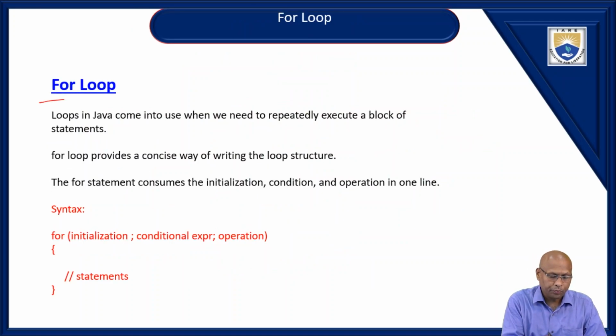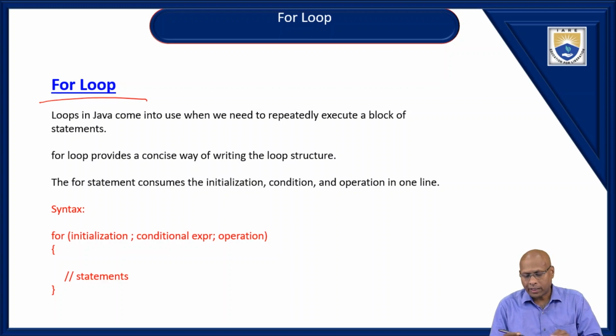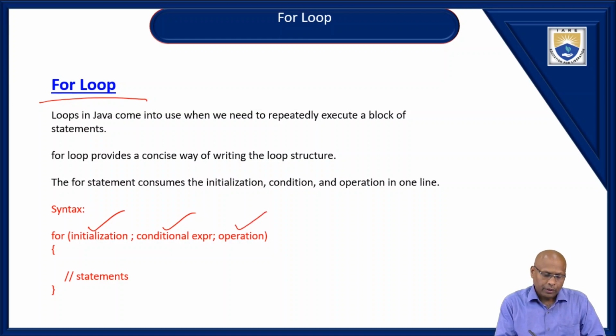First we'll see the for loop. The for loop is the simplest way of writing the looping statement, I can say. The for loop has 3 important portions. If you see the syntax, first one is initialization part, second one is conditional part, third one is operational part. This is the way the for loop is constructed. The initialization part will execute only once. It will initialize the variable.